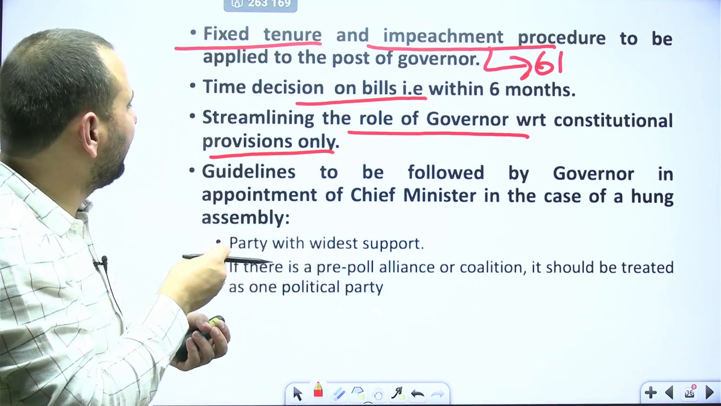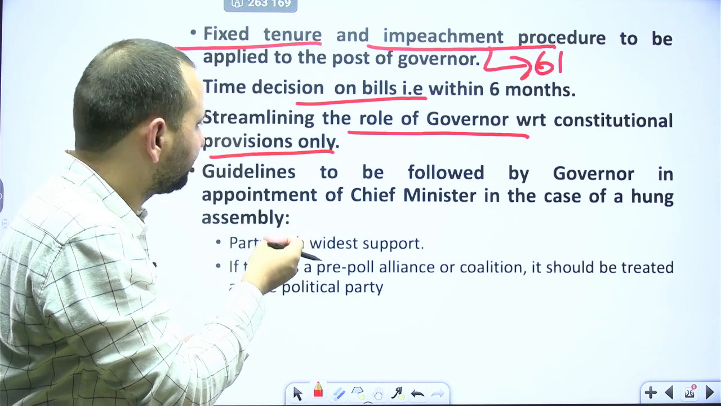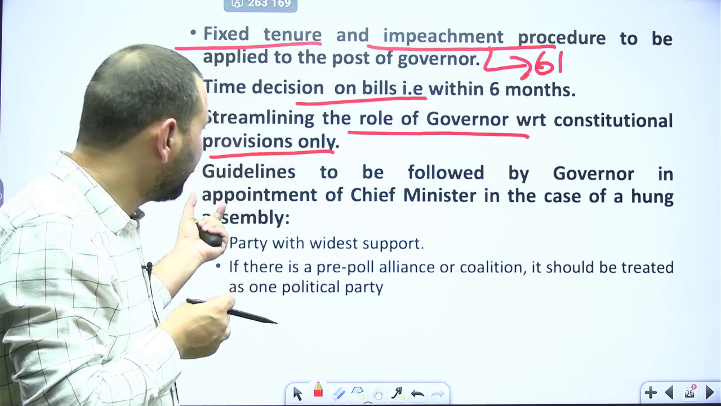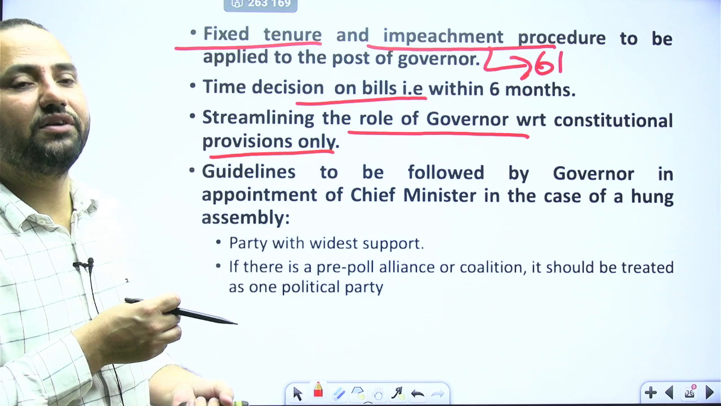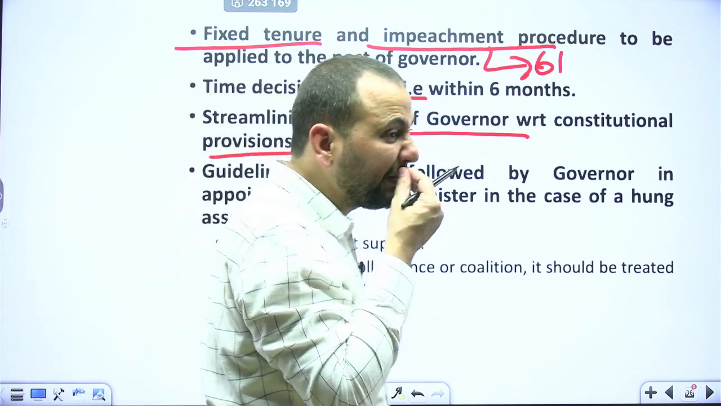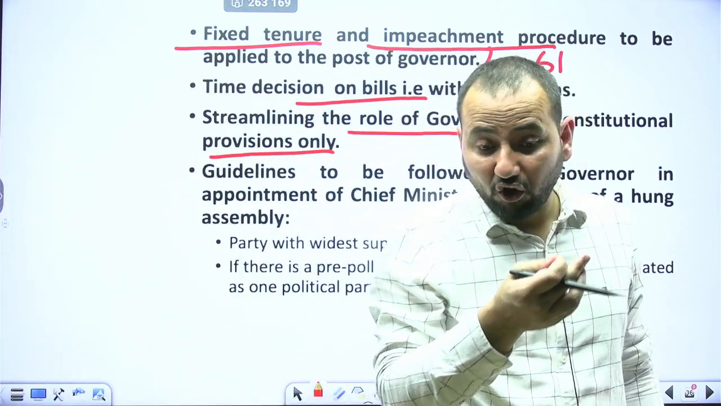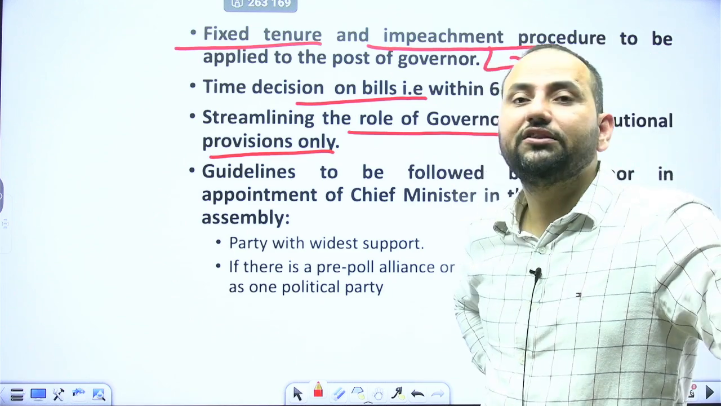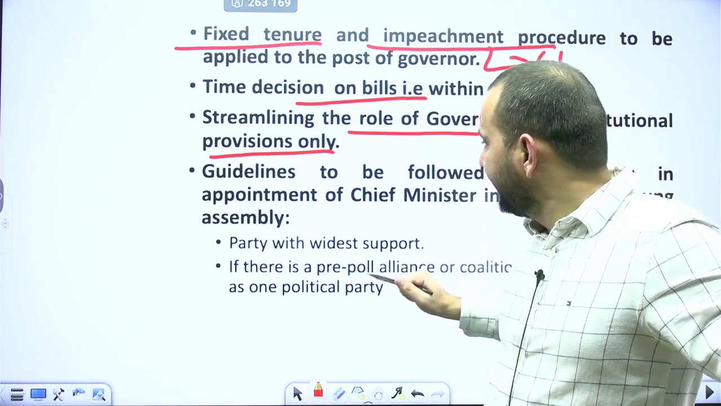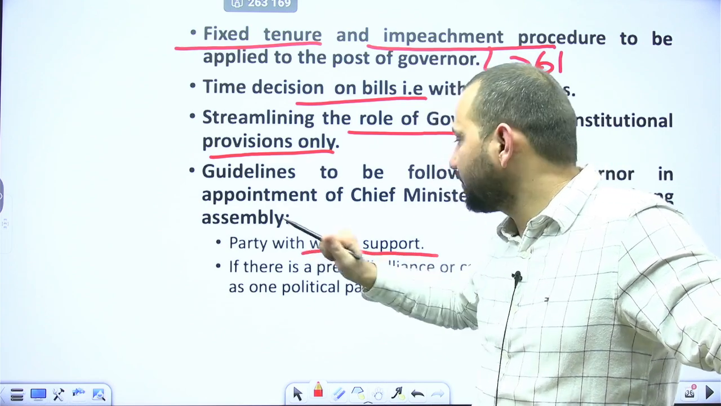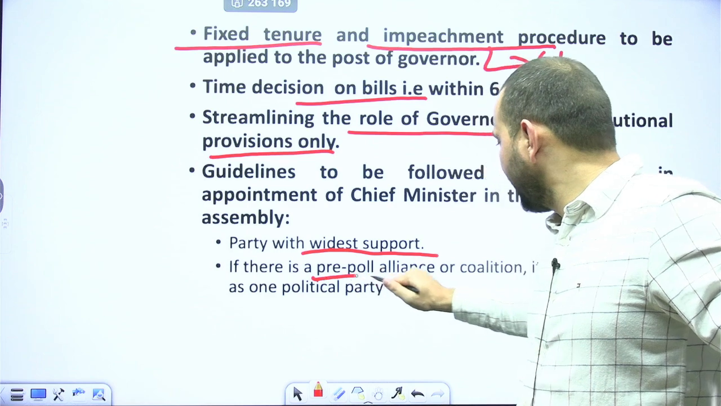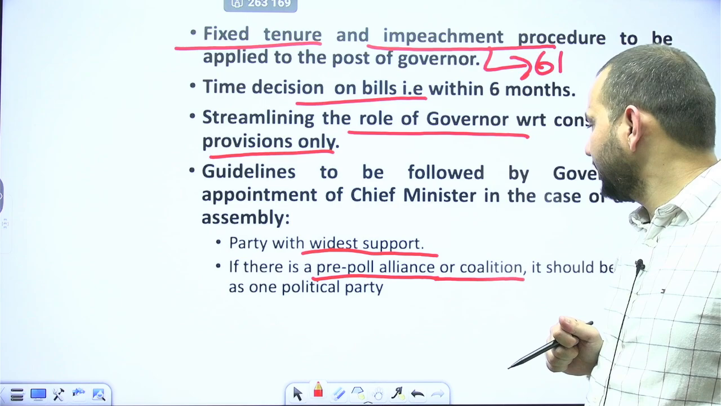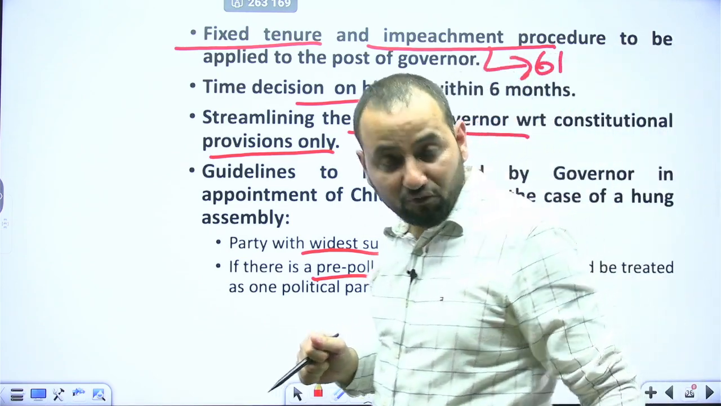It also came up with various guidelines with reference to the appointment of the governor, and the appointment of the chief minister by the governor. It was raised again and again that at various instances we saw a political party come up with the chief minister without being the largest party. That is why it was specified that the party with the widest support, or any pre-poll alliance or coalition, should be treated as a single political party, and these parties should be considered for this.